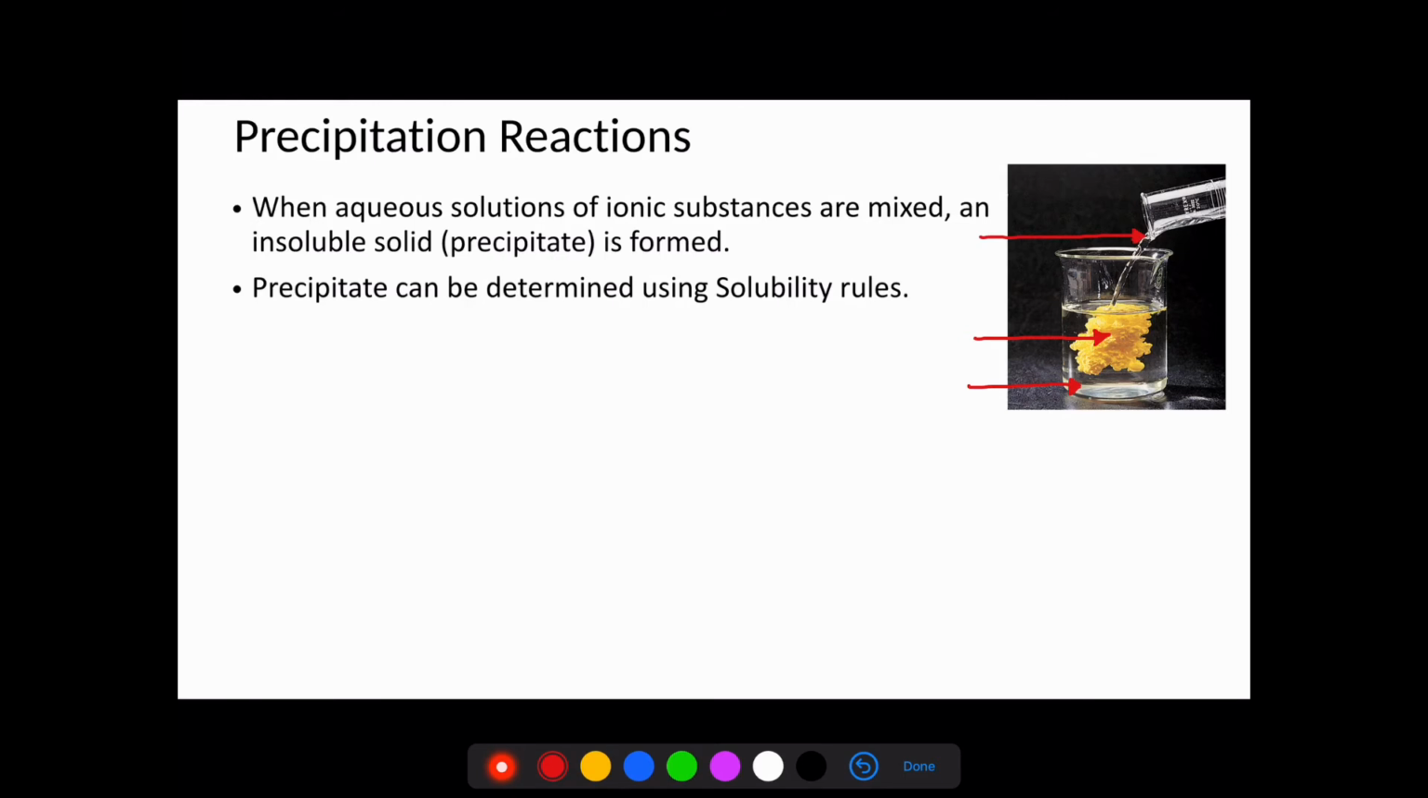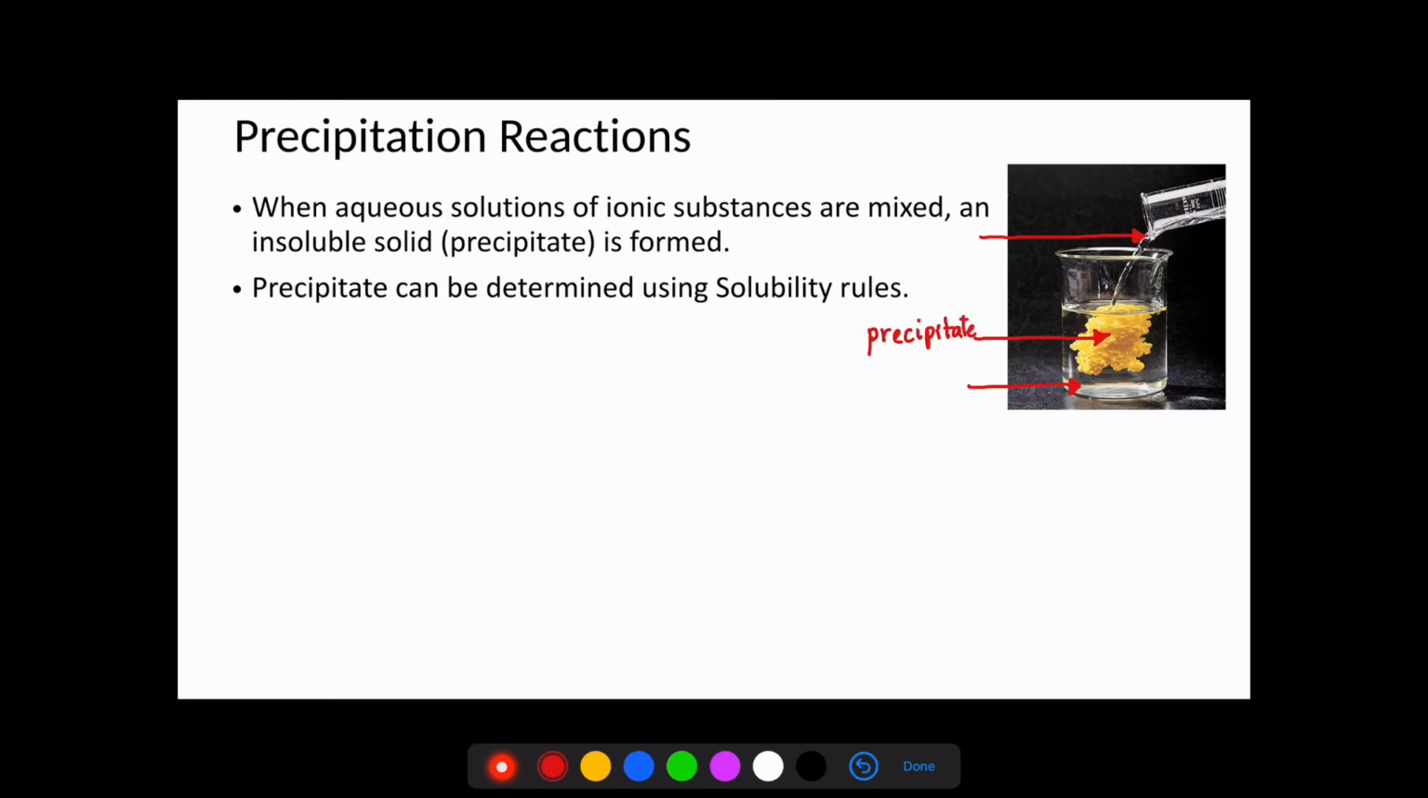Okay, so if you mix two clear solutions and then you see a suspension, and you see that light cannot pass through it, suddenly there are solid particles inside it, okay? You know that it's a precipitation reaction. This solid that is formed, we call it precipitate, okay?